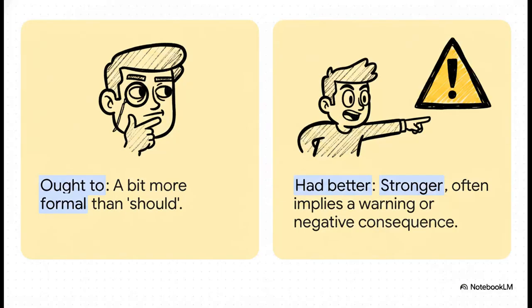Okay, this is where it gets interesting, because this is where the nuance comes in. Ought to is basically a slightly more formal version of should. You might use it in a more serious conversation. But had better? Well, that one's a lot stronger. It's not just advice, it's advice that comes with a warning about what might happen if you ignore it.